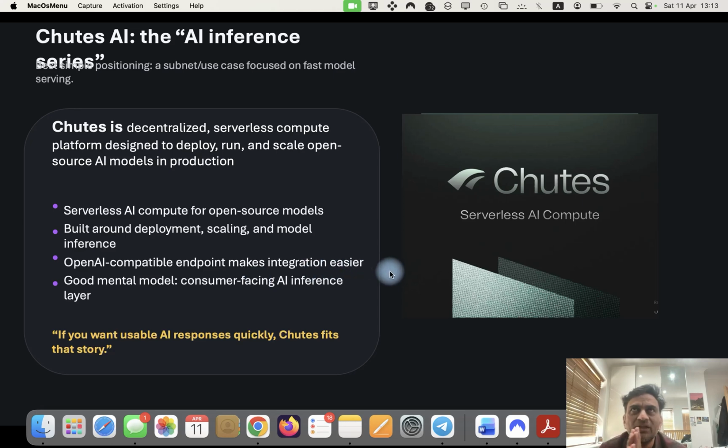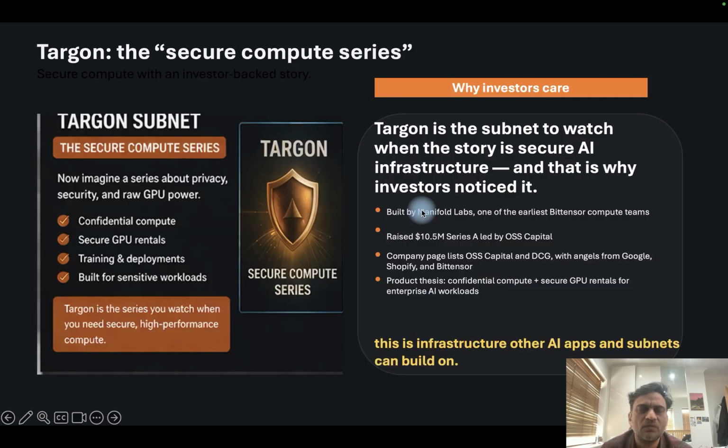So it's a subnet more relevant to developers, where somebody is creating their own model and wants to deploy it at a fraction of the cost compared to the existing options, and deploy it in a fast and quicker way, or wants to use any of the existing OpenAI models, etc. So it's more of an inference service provided by Chutes, which makes it quite popular and useful right now. The next one I wanted to cover was Targon.